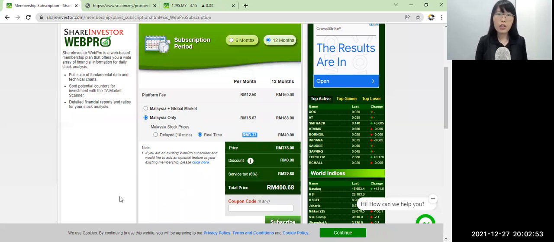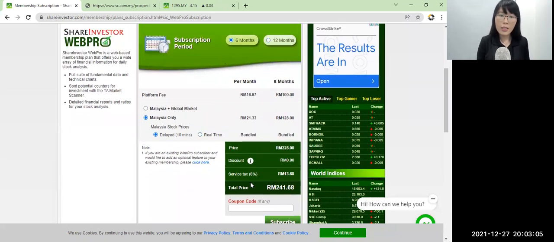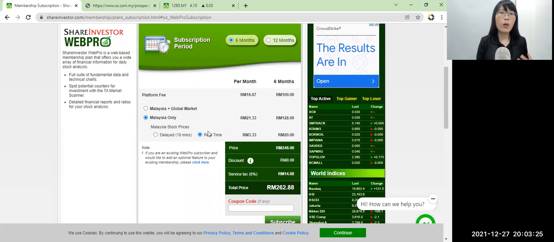For this, you just need to pay 400 ringgit for only a 1-year subscription. For 6 months, you only need to pay 262.88 ringgit. So it's worth the money. I encourage you to go for the 12 months. Then you can access all the features for the Malaysia stock market. If you wish to have Malaysia plus global market, you can choose the Malaysia plus global market.